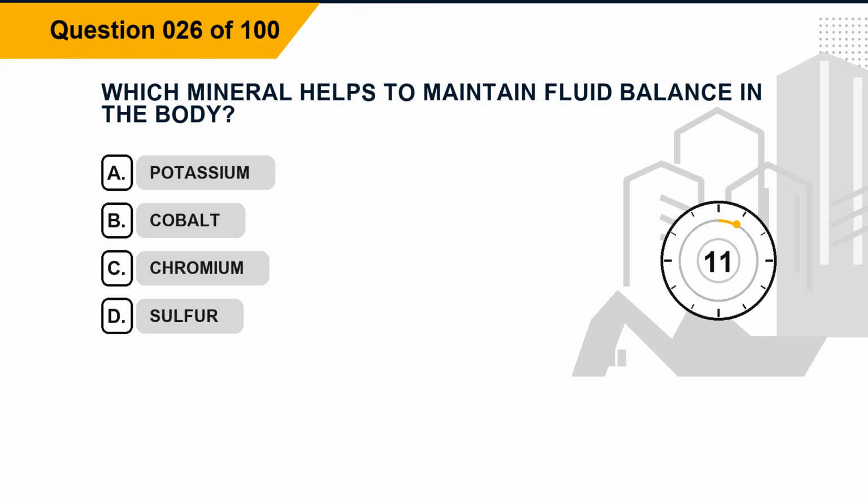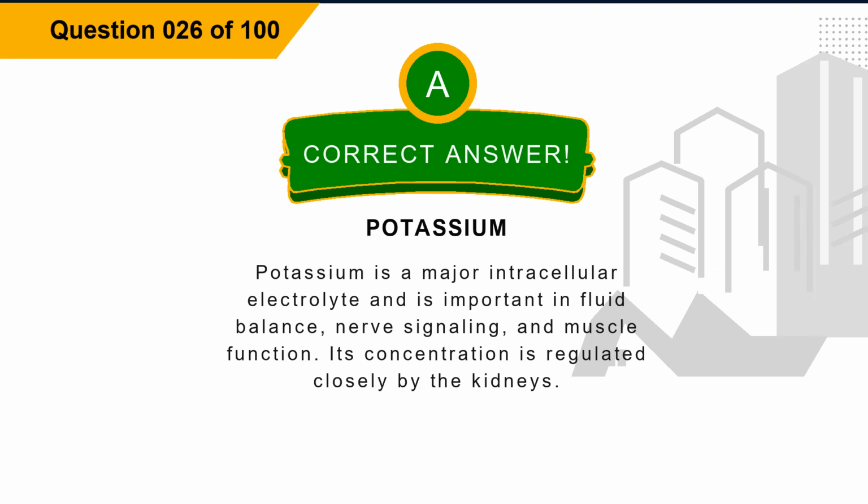Question 26. Which mineral helps to maintain fluid balance in the body? Option A, potassium. Option B, cobalt. Option C, chromium. Option D, sulfur. The correct answer is option A, potassium. Explanation. Potassium is a major intracellular electrolyte and is important in fluid balance, nerve signaling, and muscle function. Its concentration is regulated closely by the kidneys.